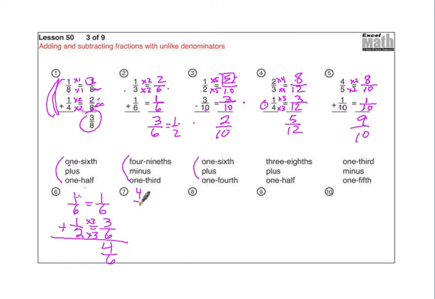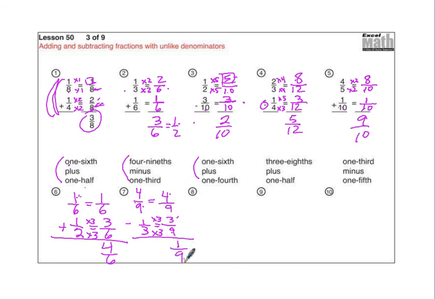4/9, should have 4/9 written right here, minus 1/3. Skip count by the 9s. 3 does go into 9, so we're going to use 9 as our common denominator. And 4/9 is equal to 4/9, obviously. 3 times 3 is 9. 1 times 3 is 3. This is a subtraction problem, so we're going to get 1/9.